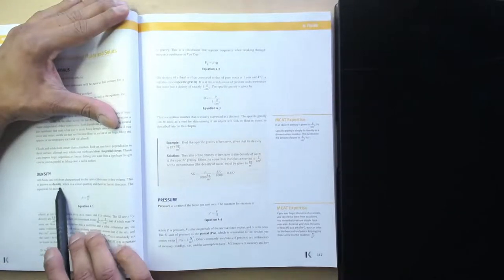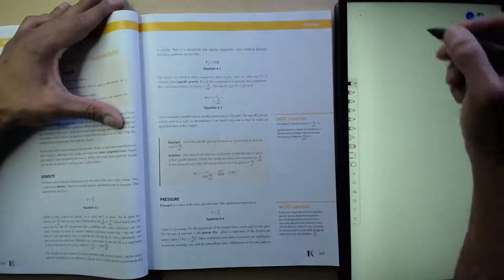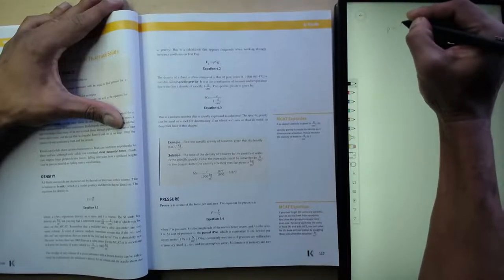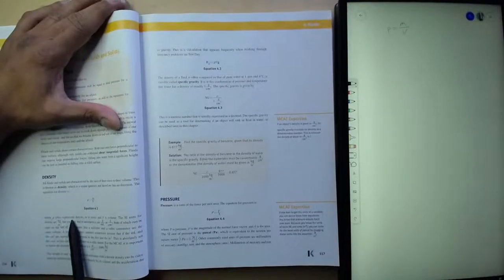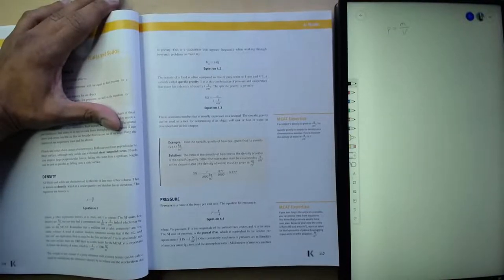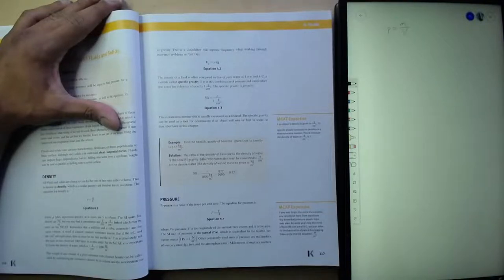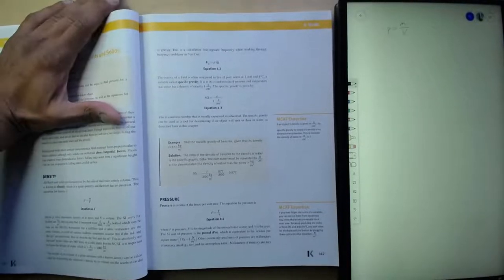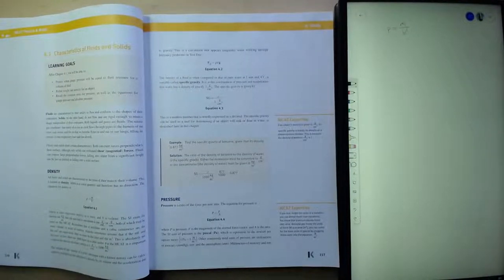This is known as density, which is a scalar quantity and therefore has no direction. ρ equals m over V, where ρ represents density, m is mass, and V is volume. The SI units for density are kilograms per meter cubed, but you may find it convenient to use grams per milliliter or grams per cubic centimeter, both of which may be seen on the MCAT. Remember that a milliliter and a cubic centimeter are the same volume.